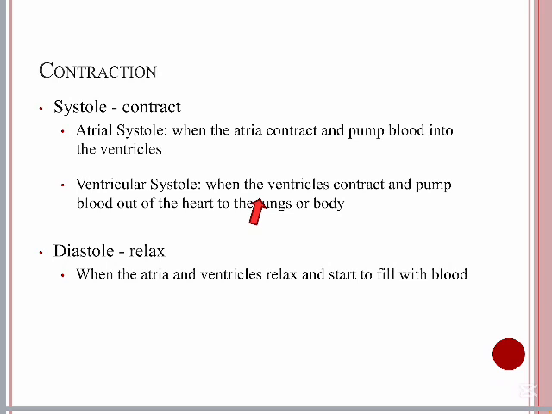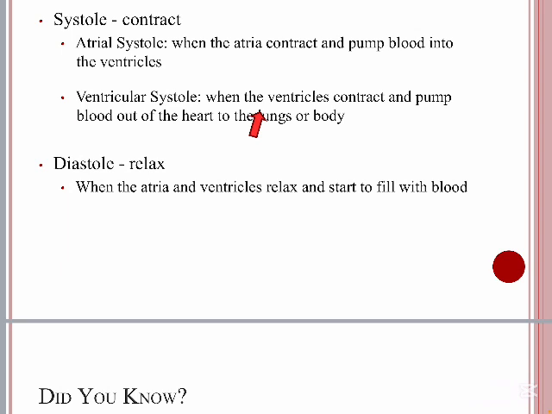Contraction. Systole means contract. Atrial systole is when the atria contract and pump blood into the ventricles. Ventricular systole is when the ventricles contract and pump blood out of the heart to the lungs or body. Diastole means relax. It is when the atria and ventricles relax and start to fill with blood.